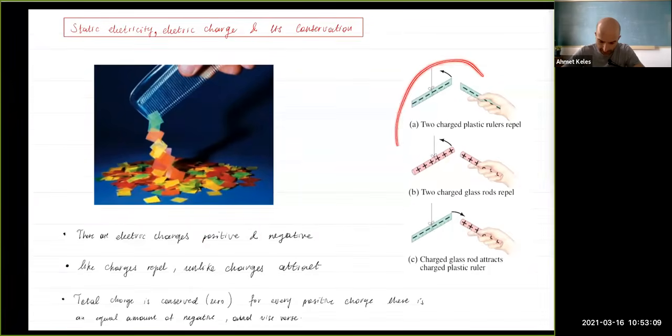And from these kinds of experiments, we can say, okay, since plastic rubbed on wool, independent of which plastic it is, creates reasonably the same kind of charge, if this is a plastic comb and this is a plastic comb, or a glass and a glass, it's likely they are the same kind of charges. And since they repel, we say that like charges repel each other. And in the last case, unlike charges attract each other, right?